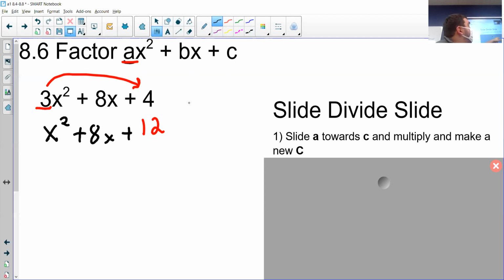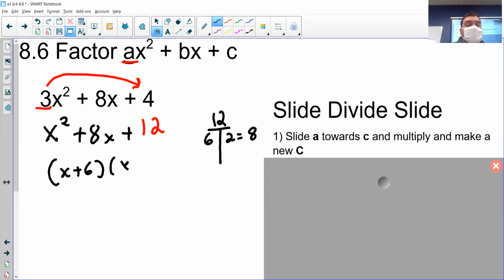Now, when it looks like this, we know how to do this from yesterday's worksheet. We know we could solve that by saying what multiplies to 12, C, that adds to 8, B. So we're going to do that. So what multiplies to 12 and adds to 8, which is 6 and 2. So that gives me 8. So I'm going to rewrite this as x plus 6 and x plus 2.